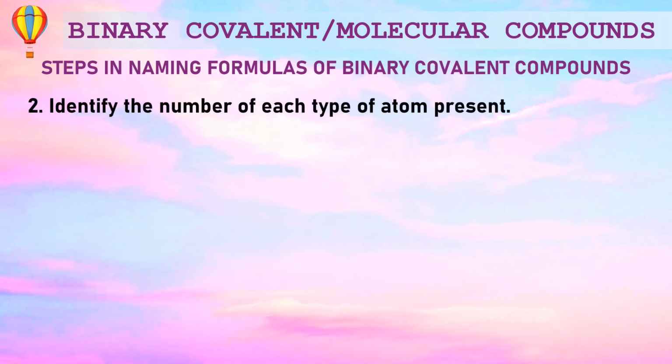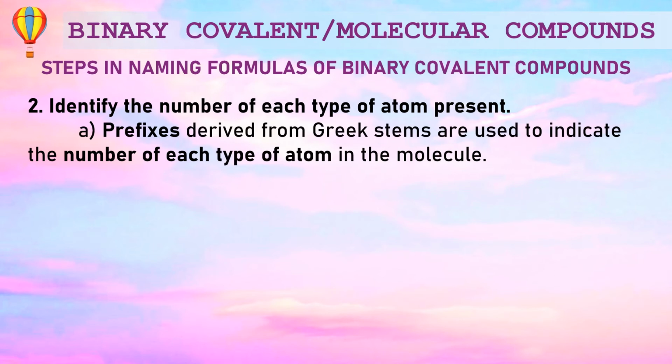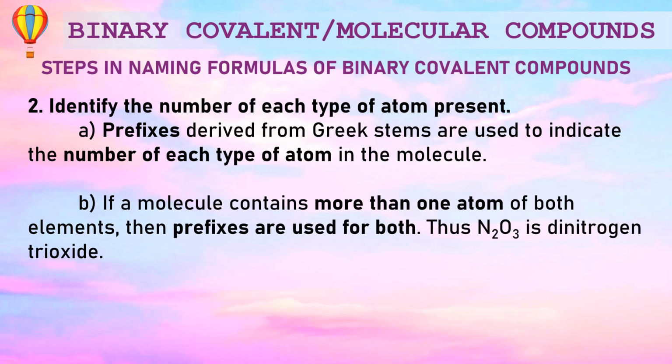Step 2. Identify the number of each type of atom present. 2A. Prefixes derived from Greek stems are used to indicate the number of each type of atom in the molecule. You may refer to Table 1, numerical prefixes for binary covalent compounds, found in Self-Learning Module number 7. The prefix mono, or 1, is used only when absolutely necessary to avoid confusion, just as the subscript 1 is omitted when writing molecular formulas. 2B. If a molecule contains more than one atom of both elements, then prefixes are used for both. Thus, N2O3 is dinitrogen trioxide.